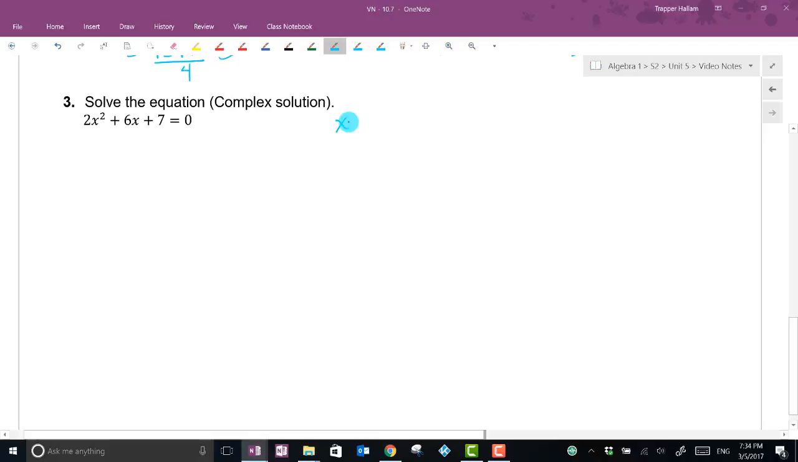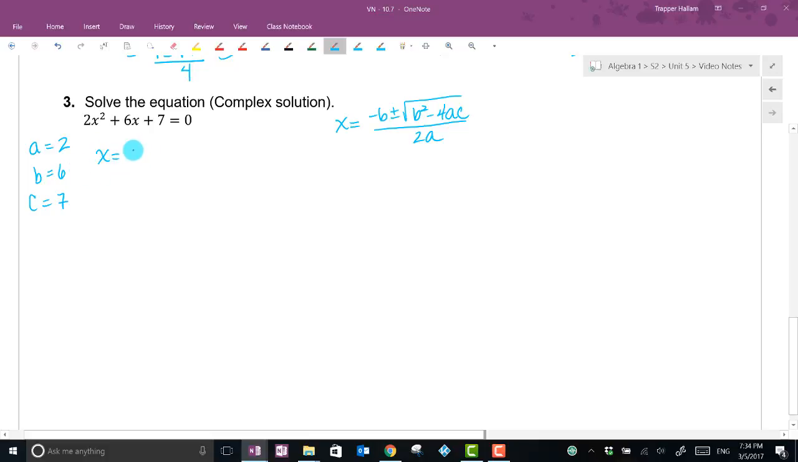Again, let's rewrite our quadratic formula. x equals opposite b plus or minus the square root of b squared minus 4 times a times c, all over 2a. Let's identify our a, our b, and our c. It is in standard form, so a is 2, b is 6, and c is 7. So let's start plugging in our parts.